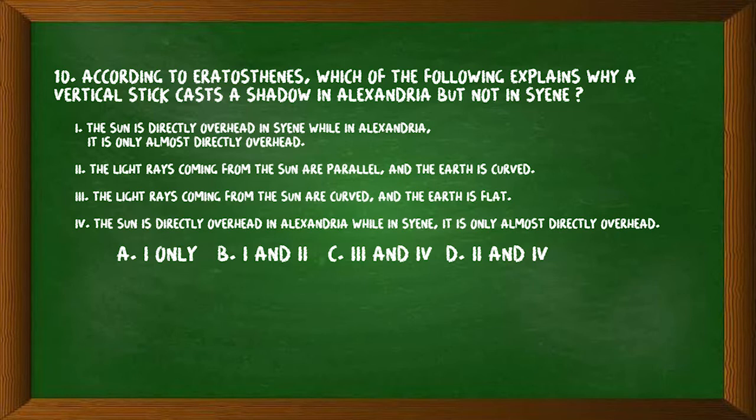Again, according to Eratosthenes, which of the following explains why a vertical stick casts a shadow in Alexandria but not in Syene? Number 1. The sun is directly overhead in Syene, while in Alexandria, it is only almost directly overhead. Number 2. The light rays coming from the sun are parallel and the earth is curved. Number 3. The light rays coming from the sun are curved and the earth is flat. Number 4. The sun is directly overhead in Alexandria, while in Syene, it is only almost directly overhead.